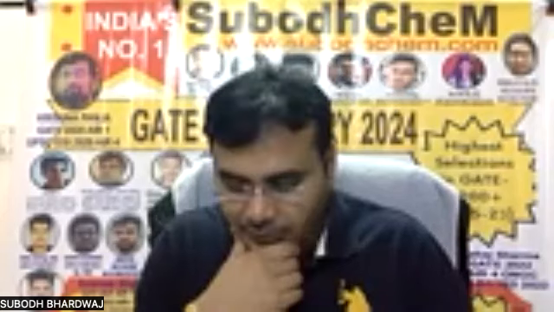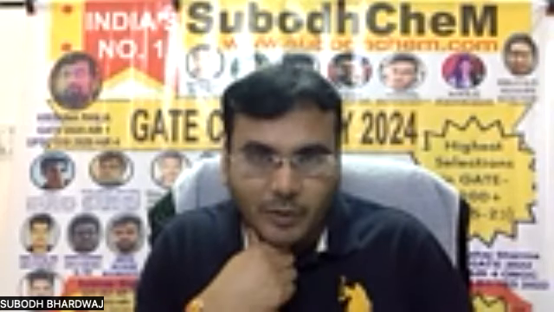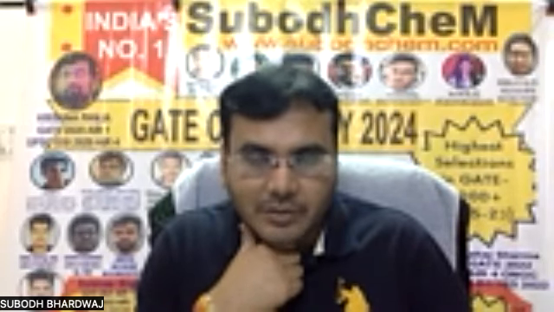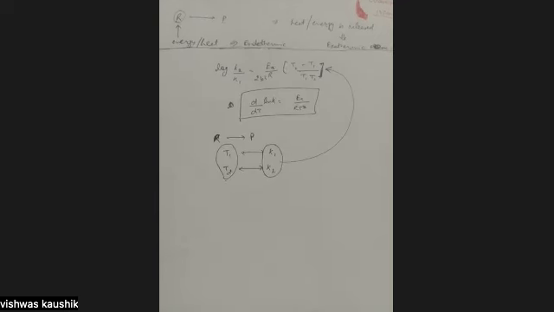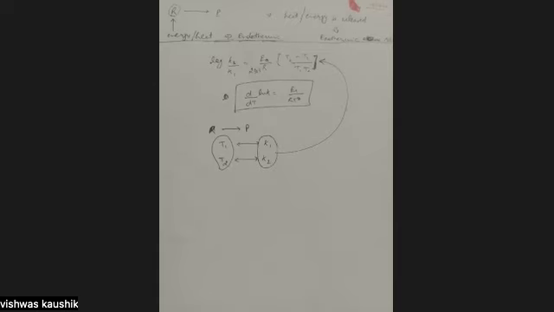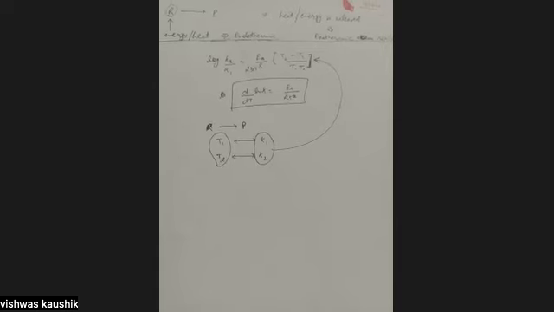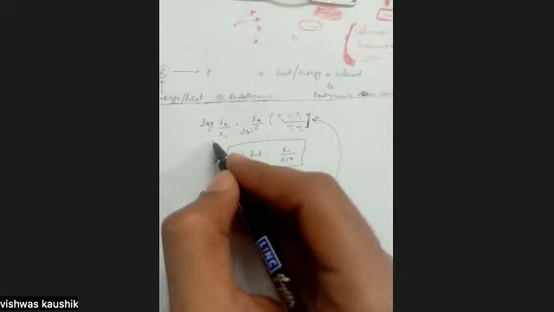What is the integrated Arrhenius equation? What is the formula and how to derive it? This is the formula: log K2 by K1 is equal to Ea upon 2.303 R times (T2 minus T1) upon T1 T2.